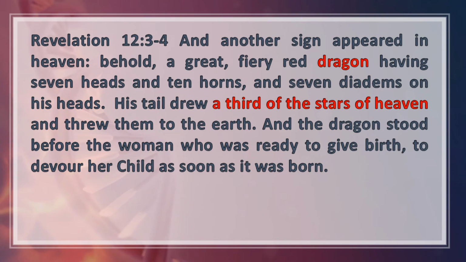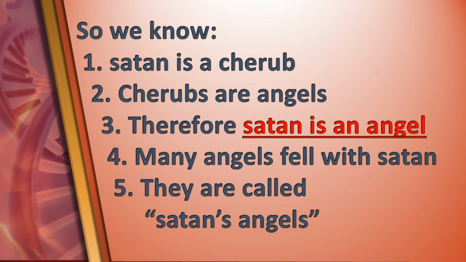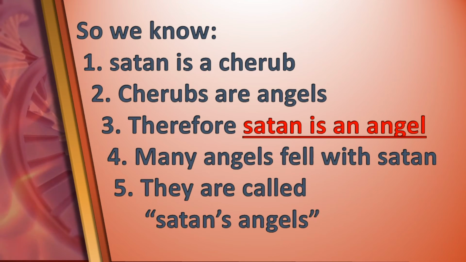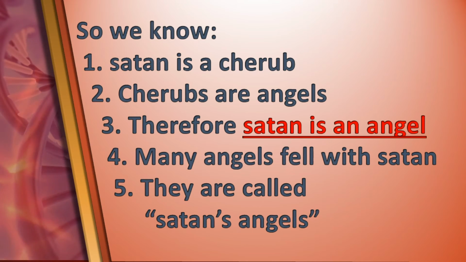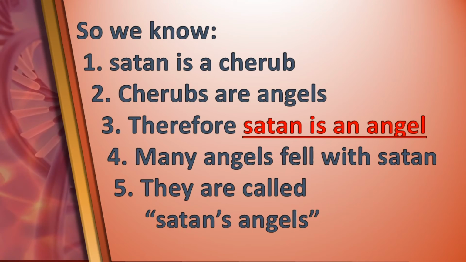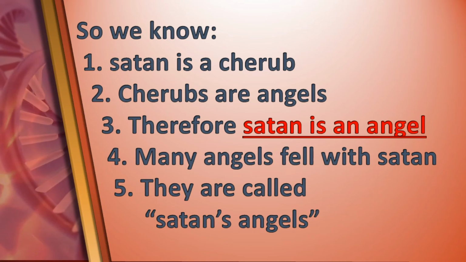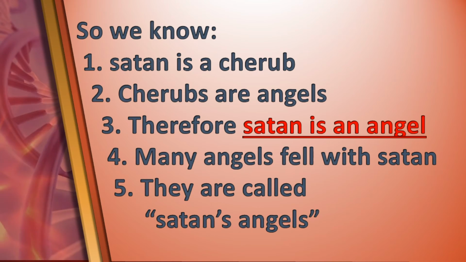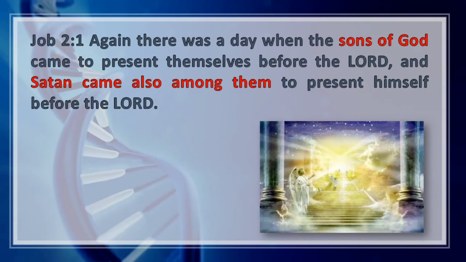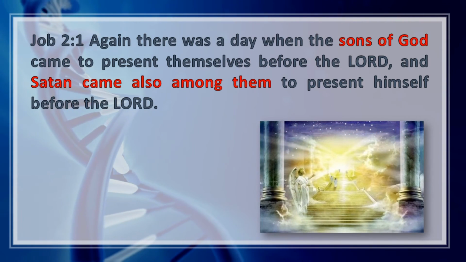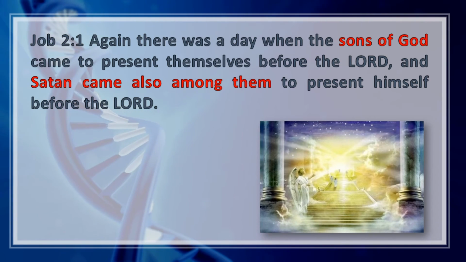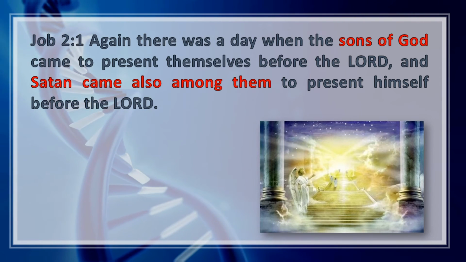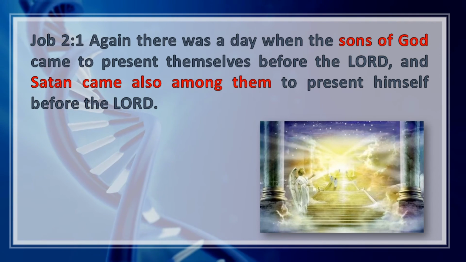So, after these passages, we now know Satan is a cherub, and cherubim are angels. That means that Satan is an angel. Also, many angels fell with Satan, and they're now called Satan's angels by Jesus himself. So, now that we know who Satan is, we can understand our passages in Job about the sons of God. Remember that the sons of God came to present themselves before the Lord, and both times Satan came among them. Since Satan is an angel, it would seem to make sense, in a Sesame Street kind of way, that the sons of God he was traveling with were also angels.